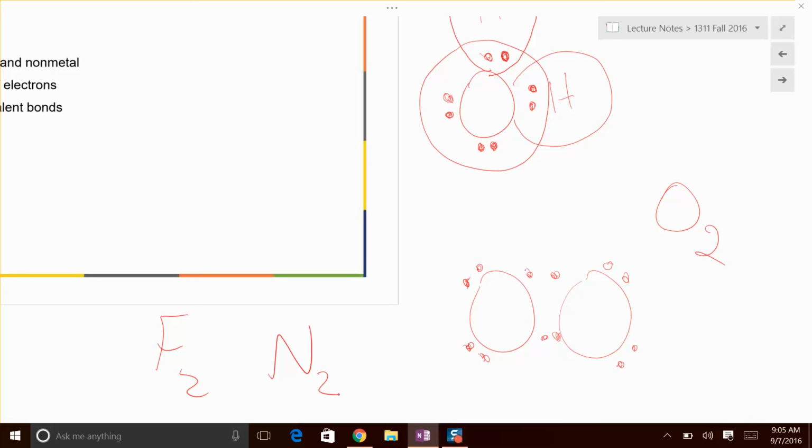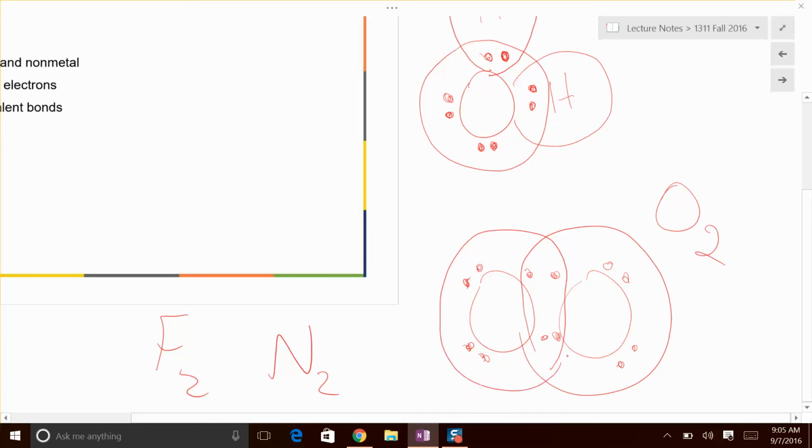These are molecular compounds. They are sharing electrons. These electrons are shared there and they're shared there. I have formed a double bond here. One bond here, and they are sharing those electrons.